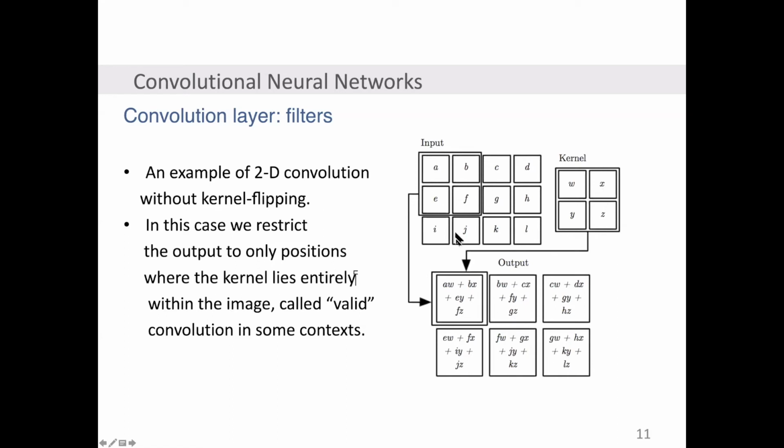Similarly, if we shift down and apply the kernel, we will obtain these inner products as written here. In this case, we restricted the output to only positions where the kernel lies entirely within the image, called valid convolution in some contexts. Here, notice that the size of the output is decreased by 1 for the columns, and also by 1 for the rows, because the kernel is 2x2.